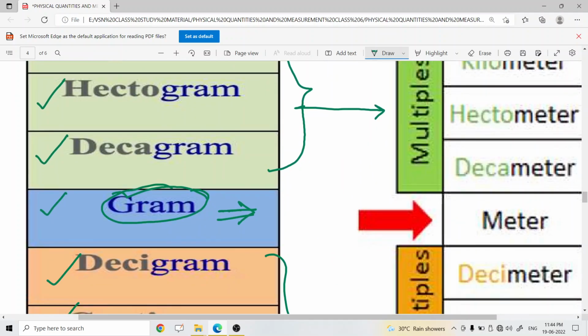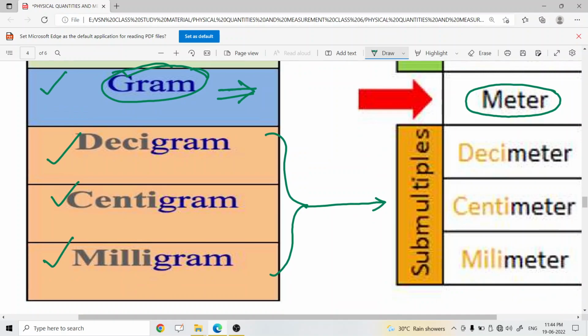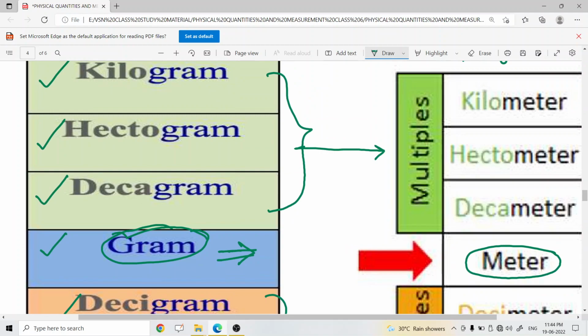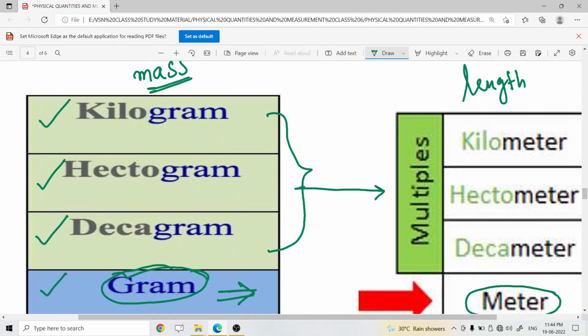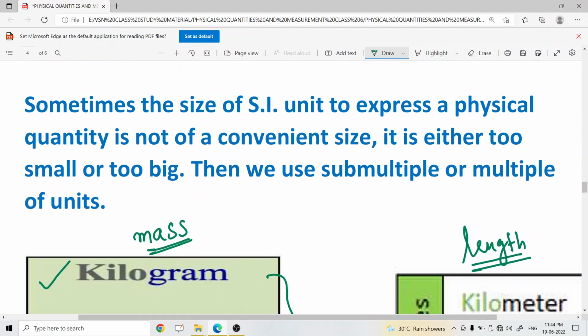Similarly for length, if we take meter as the standard value, then decimeter, centimeter, and millimeter are the submultiples, and kilometer, hectometer, and decameter are the multiples of meter. Generally we have to convert one unit to another unit. When we do not find a convenient size of SI unit, then we convert the units using submultiples or multiples.